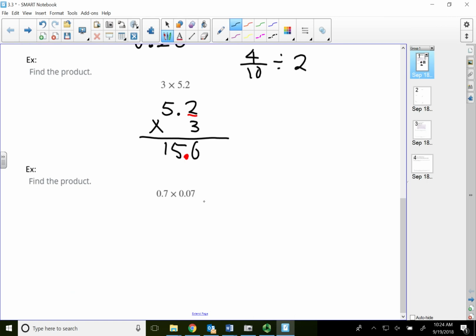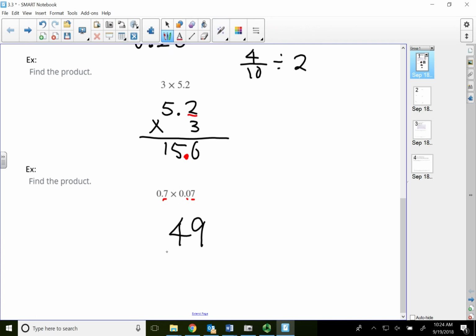So let's do this one, okay? I'm not going to write vertically this time because this is basically one digit times one digit. 7 times 7 is 49. All right, let's count the decimal places. 0.7 has 1. 0.07 has 2 decimal places. So altogether, I have 3 decimal places.